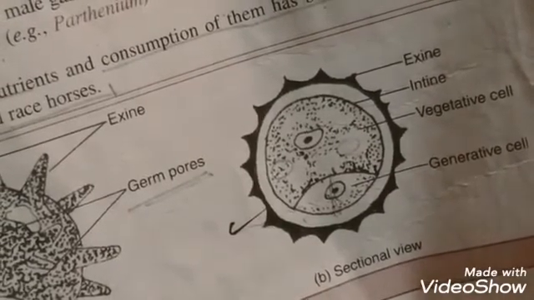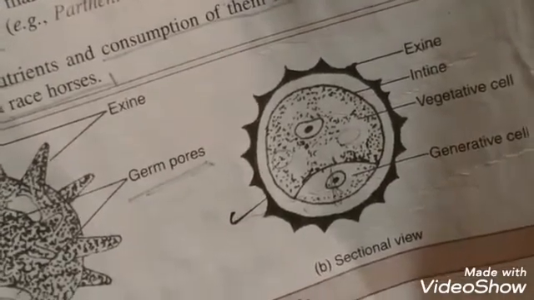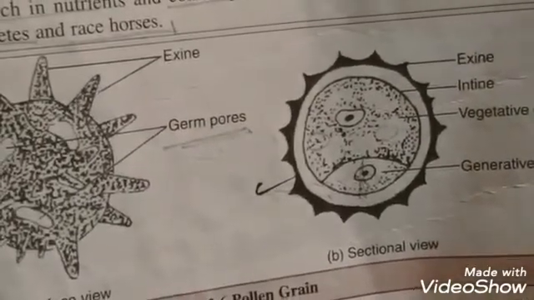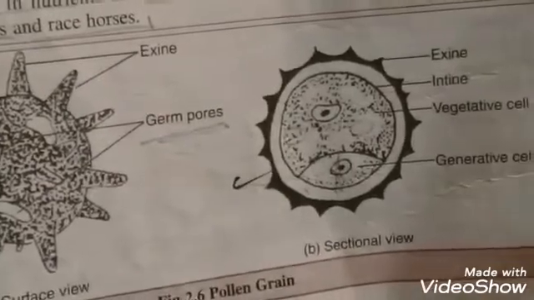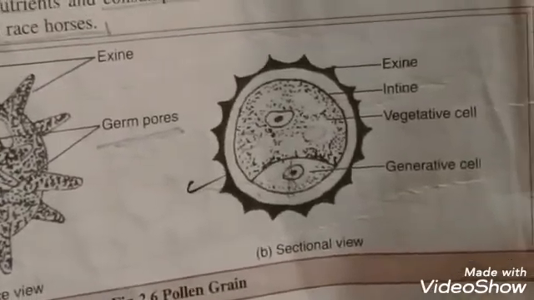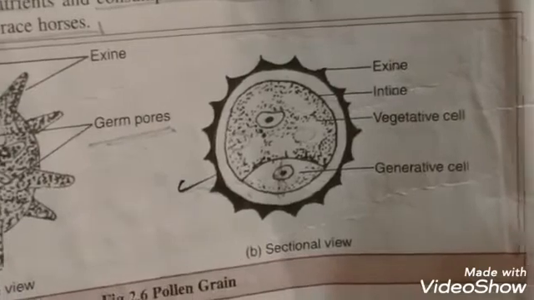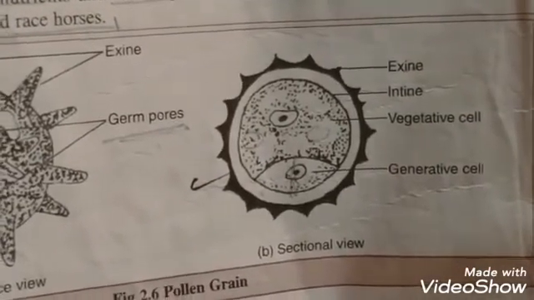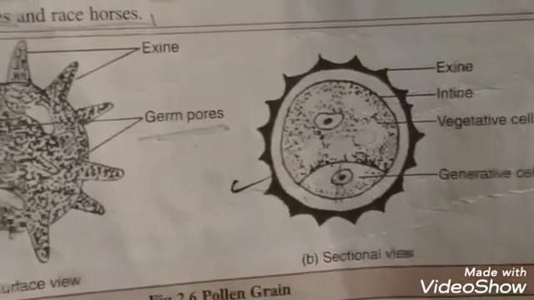Because of presence of the sporopollenin, pollen grains of the past plants are well preserved and found in the form of microfossils.